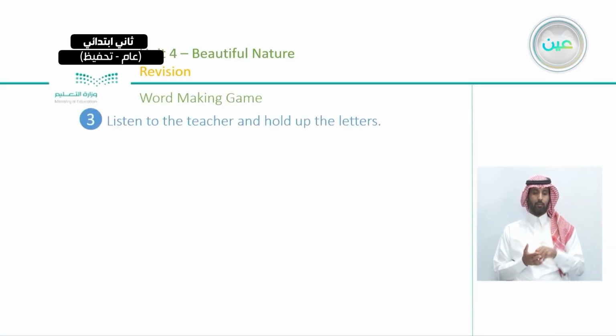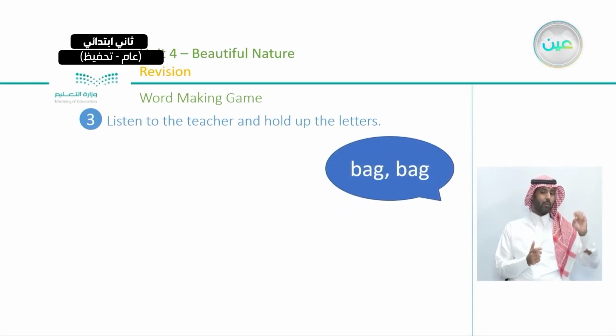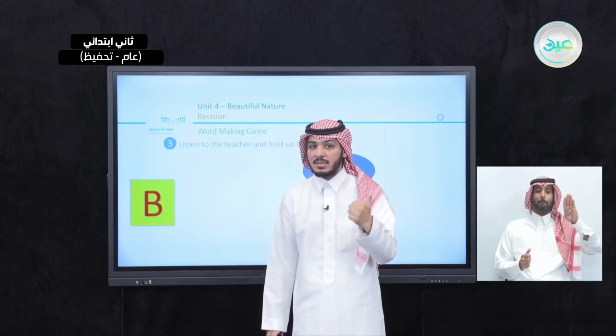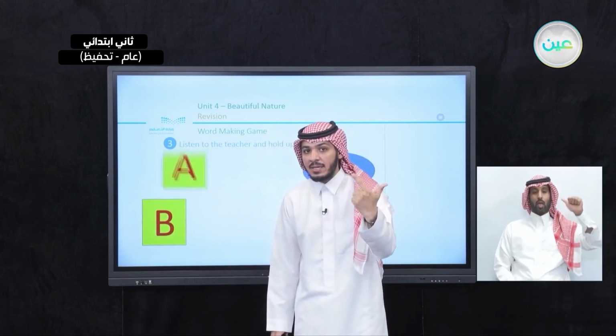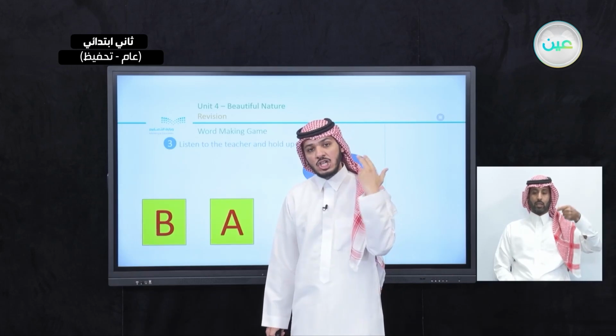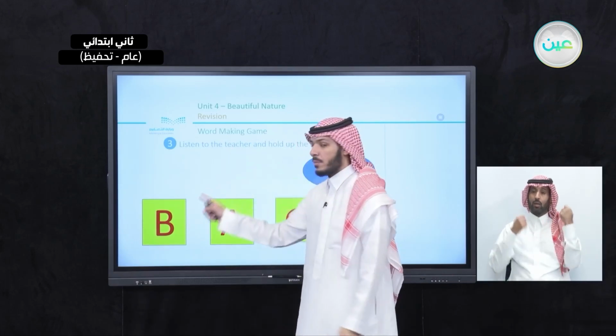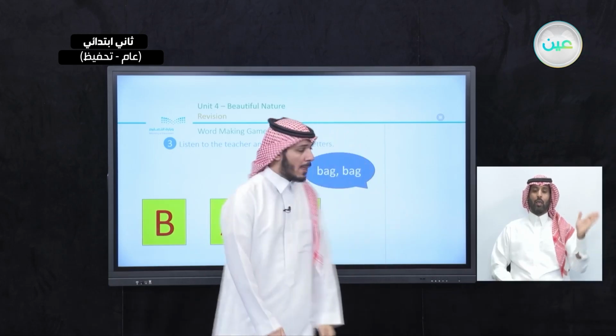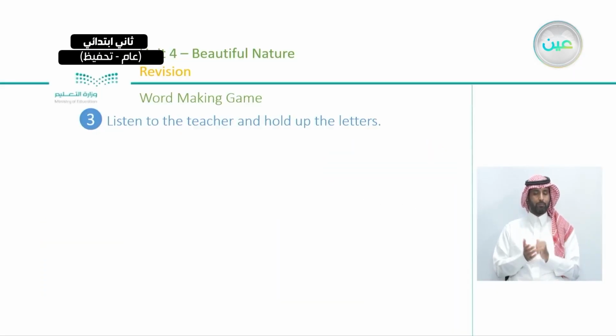Number 3, listen to the teacher and hold up the letters. Okay, so I will say bag, bag, and you will tell me a letter by letter. What are the letters for bag? It's what? B. Excellent. A. And we have G. Excellent. So we have B, A, G. That's what? Bag.